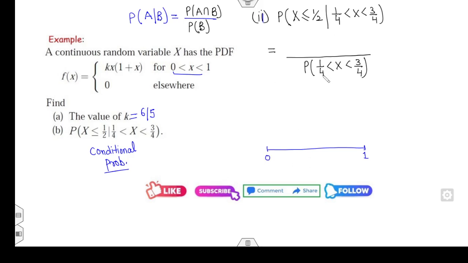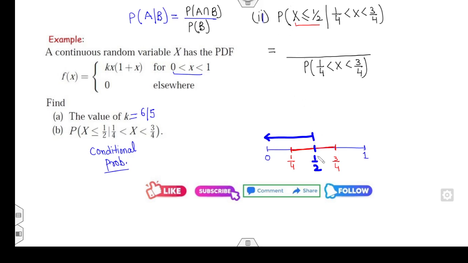Fine. How can you find the intersection? First of all, you can draw this number. 1 by 4 is 0.25. Fine. 3 by 4. This number is my B. Is it okay? Now look at that. The number x is less than half. Can you draw the less than half? This number is my half. Less than half means this portion. Fine. So can you find any of the shaded portion?